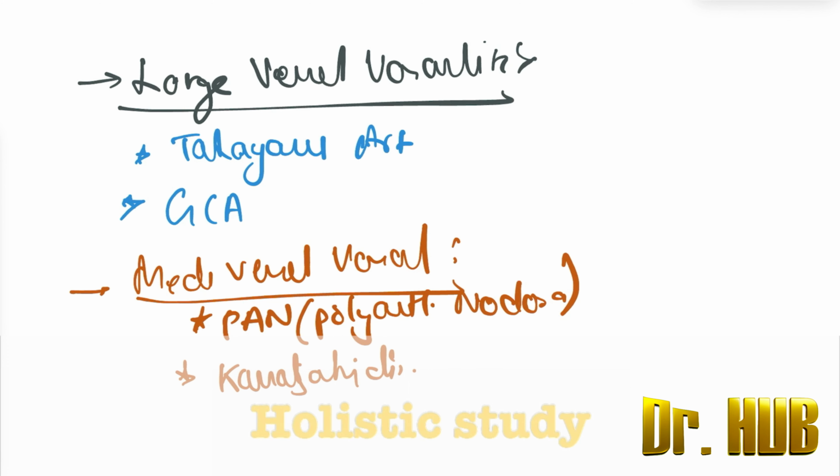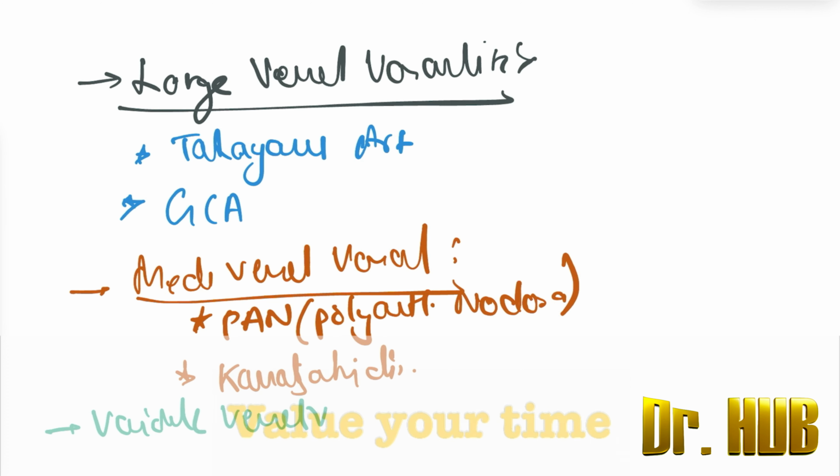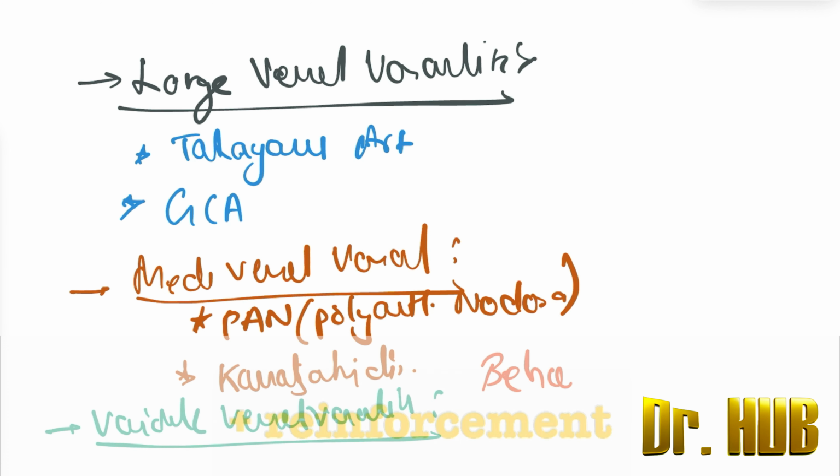And then we move on to the variable vessel vasculitis. The variable vessel vasculitis involves Behçet's disease, as well as Cogan's syndrome.